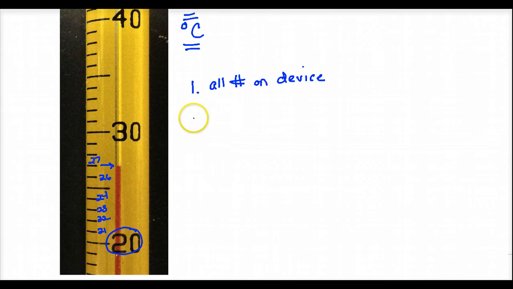So I know that on this device, I am certain of 26. And it looks to me a little bit under, right? It looks to be a little bit under. So I'm going to say 26.9 degrees Celsius. Don't forget the unit.